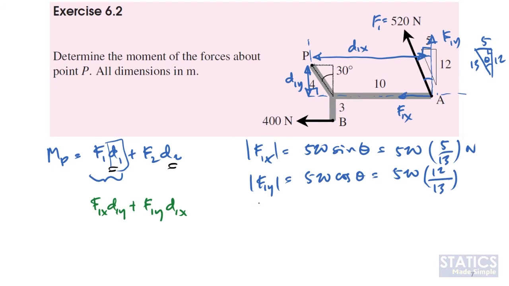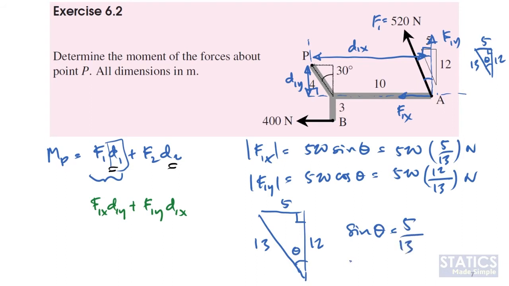Why is it 5/13 for sine theta or cos theta? Sine theta. Okay, so let me draw this triangle on a much bigger scale. This is theta, right? So this is 12, this is 5, 90 degrees, this is 13. Sine of theta should be equal to 5 over 13. Cos of theta is equal to 12 over 13, right?